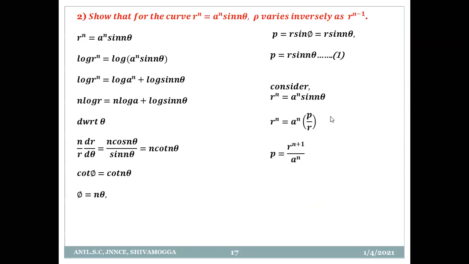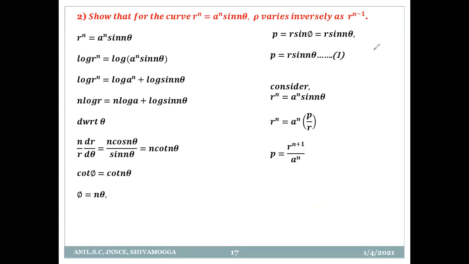Show that for the curve r power n is equal to a power n sine n theta, rho varies inversely as r power n minus 1. Another problem expressed in terms of polar form.